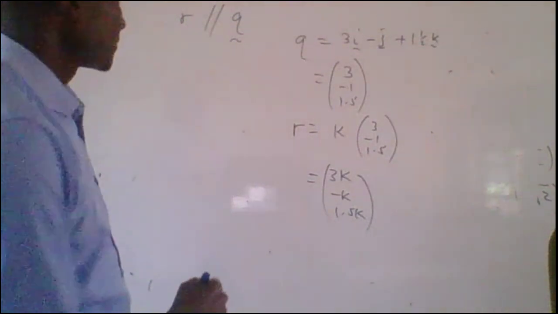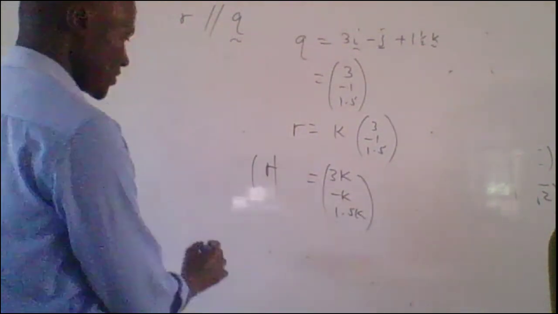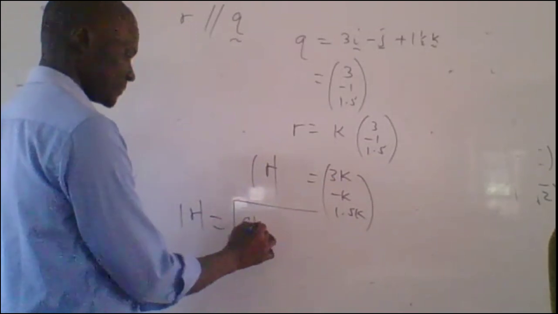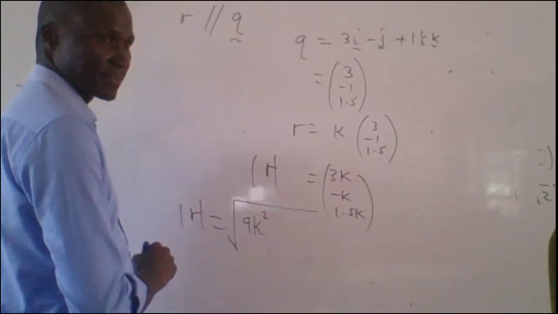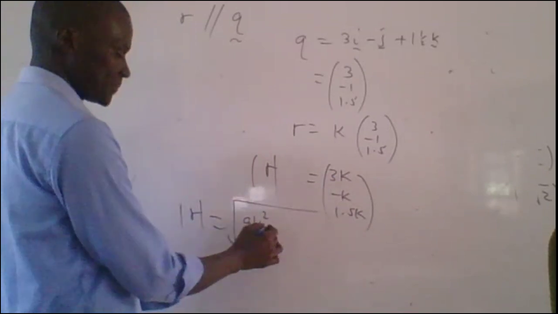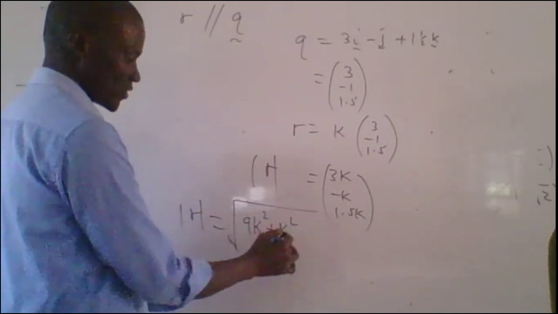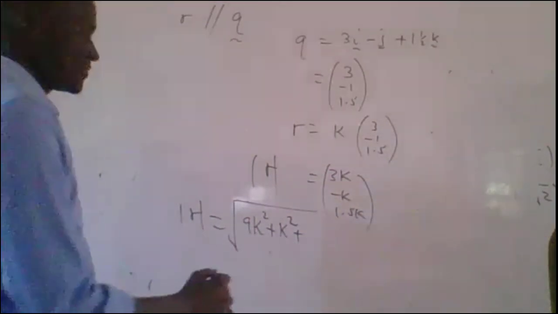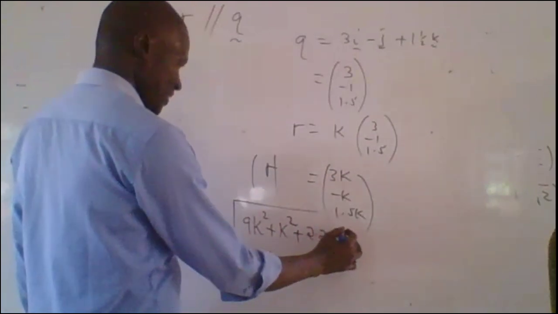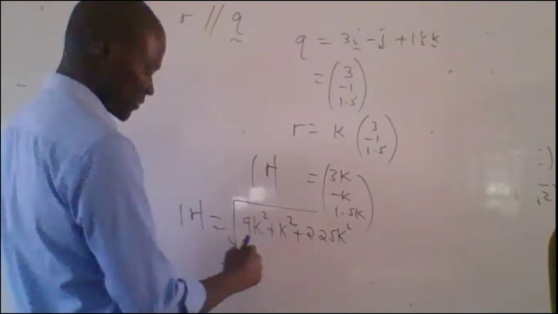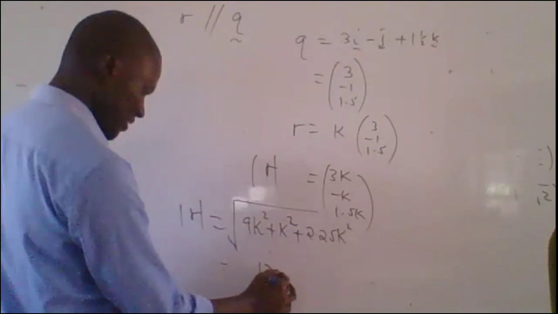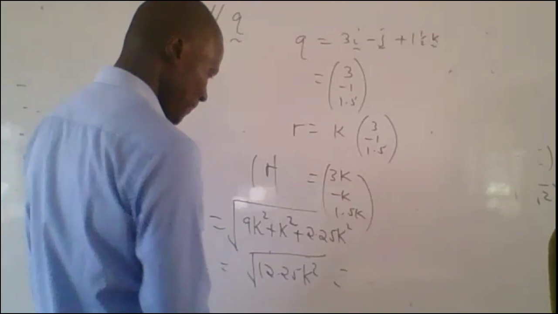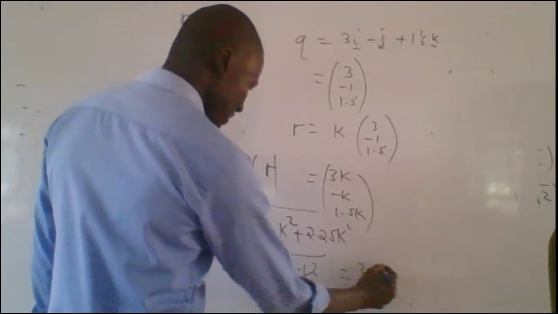So then what is the magnitude of R? You know how to get the magnitude? Square root of what here? The square of 3k is 9k squared. What is the square of negative k? k squared. What is the square of 1.5k? 2.25k squared. Add them together. 9 plus 1 plus 2.25 is 12.25k squared. The square root of 12.25 is 3.5. The square root of k squared is k.